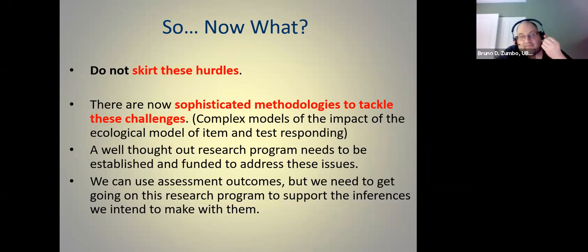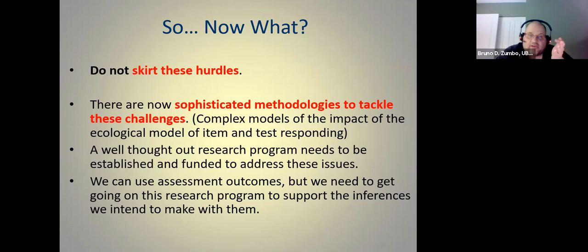Do not skirt them. We're developing theory building. We're developing ways of doing statistical modeling, ways of doing cognitive modeling, ways of doing ethnographic kinds of work. Bruno Zumbo and I talked about ethnographic psychometrics, or psychometric ethnography, in a paper of ours in the International Journal of Testing. We describe this as more sophisticated, richer theory building, complex models of the impact of the ecology of item and test responding. That's what we're demanding now.